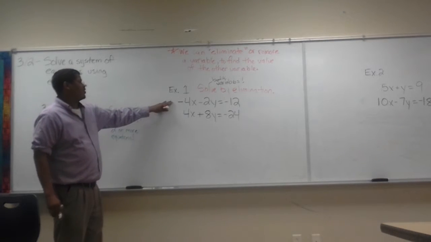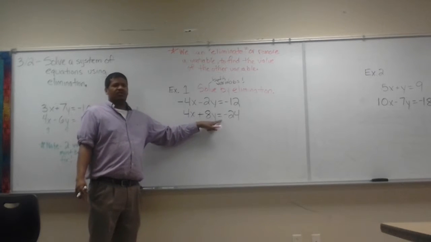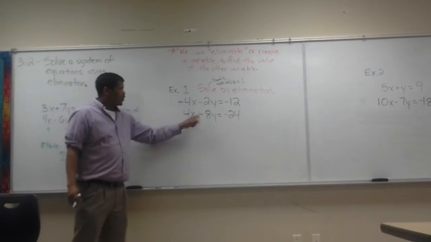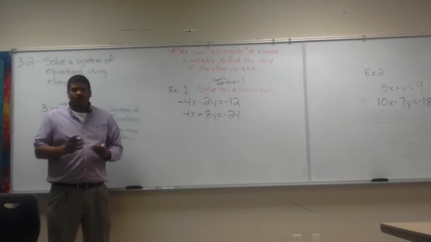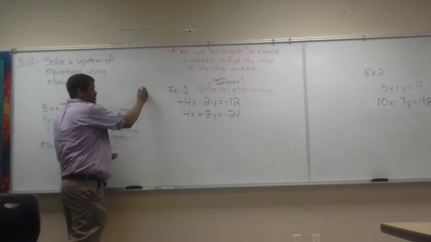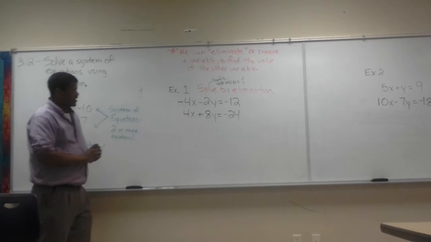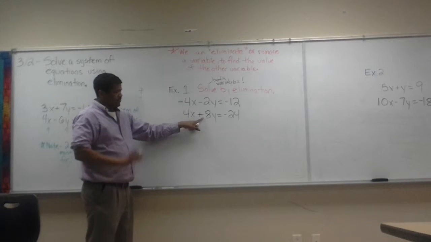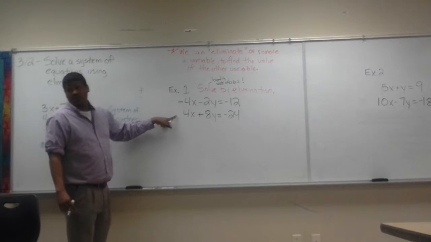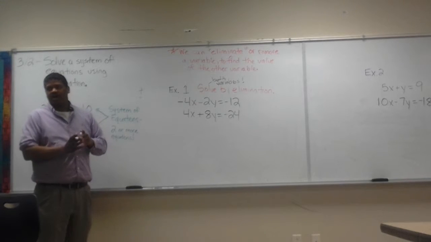Look at this one right here. We have negative 4x minus 2y equals negative 12. And we have 4x plus 8y equals negative 24. Thankfully, if you notice, for your x values or for your y values, do you notice any opposite or inverse values? Opposites, plus and a minus. If you look a little closer, you actually have a negative 2 and a positive 8. But we also have a negative 4 and a positive 4. That's what you want. You want the negative and the positive of the same integer, and they'll cancel right out. I'll show you what I mean.